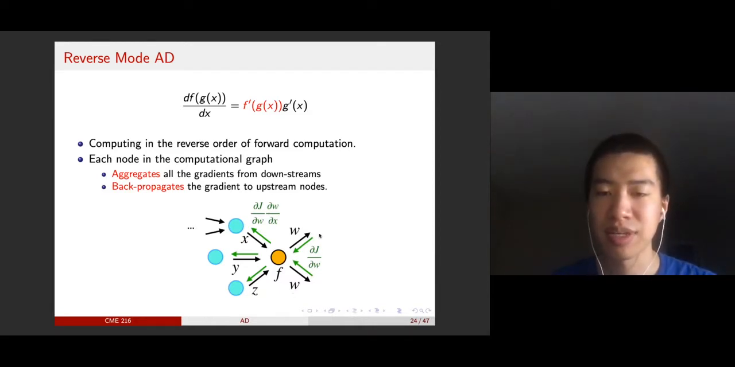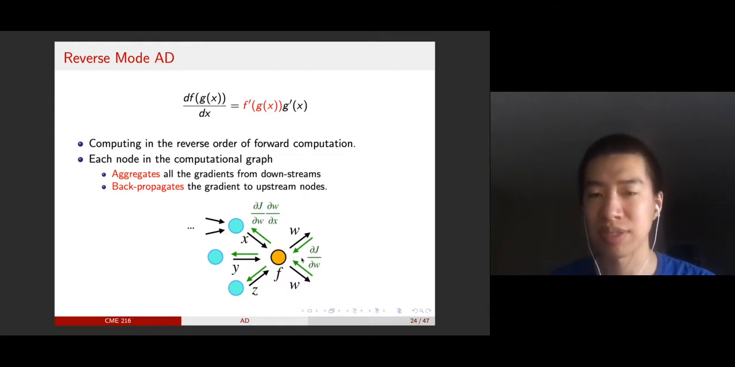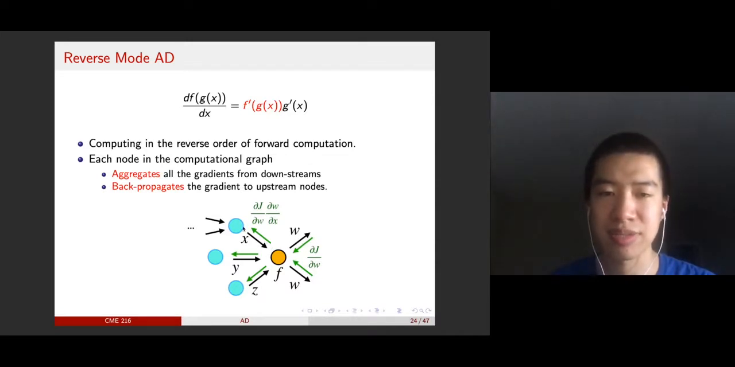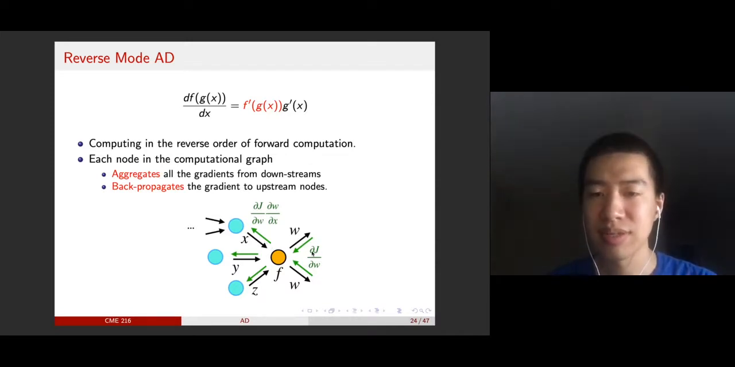Unlike forward mode, it aggregates all the gradients from downstreams instead of upstreams, and then it backpropagates those gradients to the upstreams. So how do you do that? By the chain rule, just as shown here. Suppose your gradients backpropagated from downstream are ∂J/∂w, where J is your objective function. You can use the chain rule to backpropagate to each upstream node.